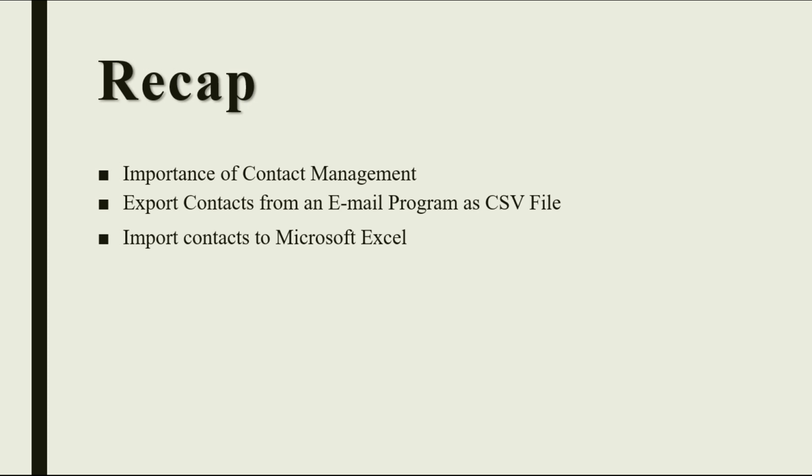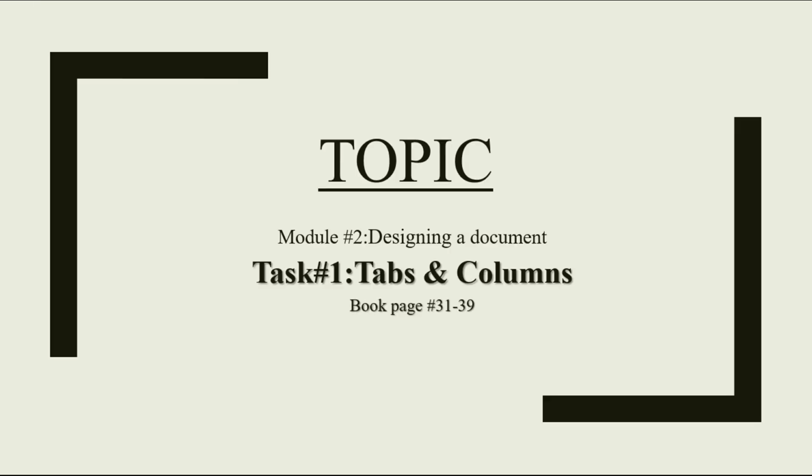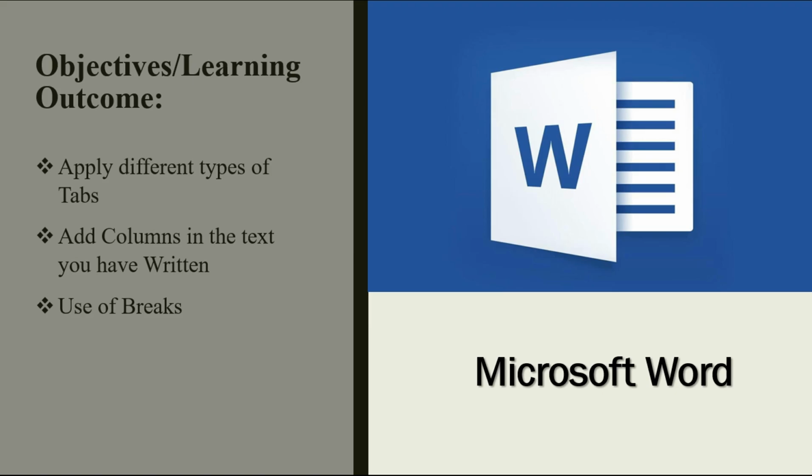And what is CSV format? This means comma separated values file, which we've already learned in the previous lesson. And the last thing we learned was how we can import contacts to Microsoft Excel and then format it as a database. So boys, the main topic of today is from module number 2, which is designing a document, and the task number 1 in this regard is tabs and columns. For this lesson, you can refer to page number 31 to 39 of the eSkills Learner Level 7 book. So, before properly starting the lecture, we'll learn the objectives of today's lesson.